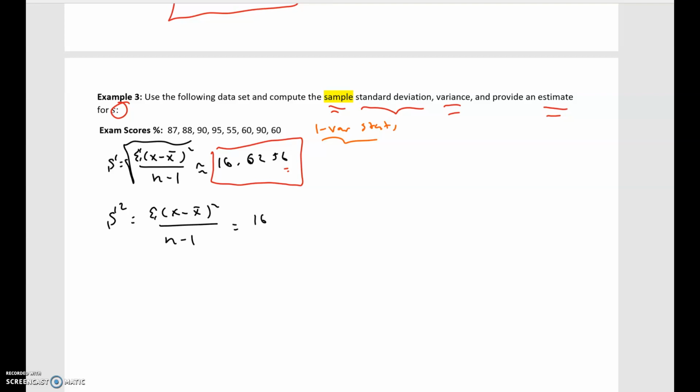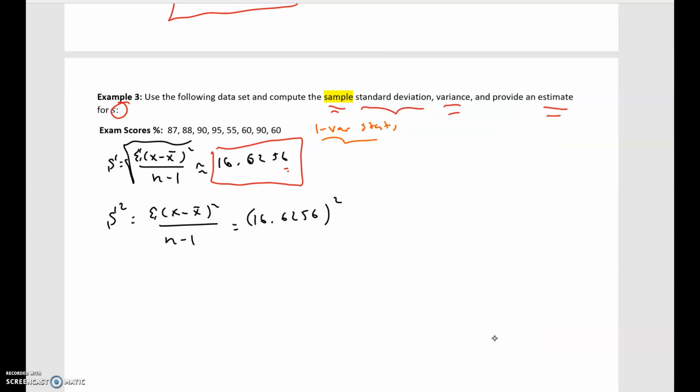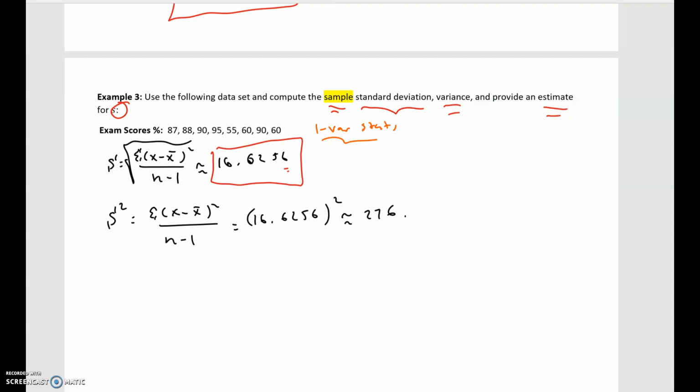So you would have to do 16.6256 and technically square this value. So you would have to do it separately. This would be 16.6256 and then squared. That's going to be your answer. So this is approximately 276.4106. I'm rounding to 4 decimals.